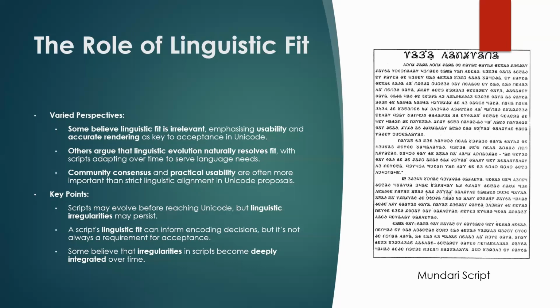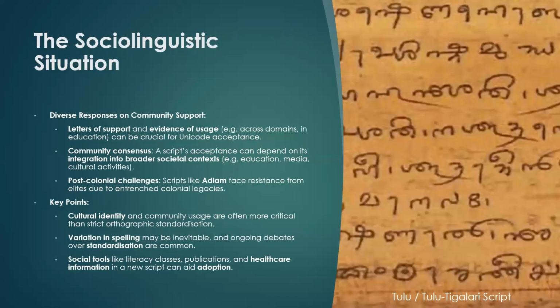So then, and this goes back to my section on dissemination as well. The next section after linguistic: the dissemination chapter was split into linguistic fit, sociolinguistic fit, and institutional acceptance. So I asked them about the sociolinguistic situation, and they were quite emphatic that this is the most important aspect of acceptance, or of showing community usage and acceptance. They said that letters of support and evidence of usage across different domains and in education can be crucial for getting Unicode acceptance.